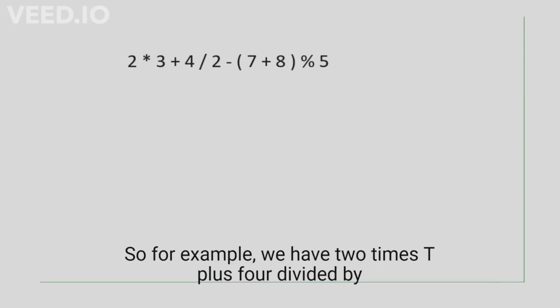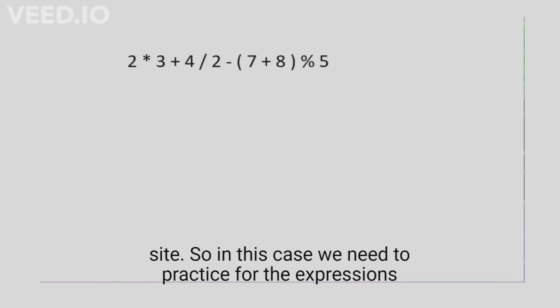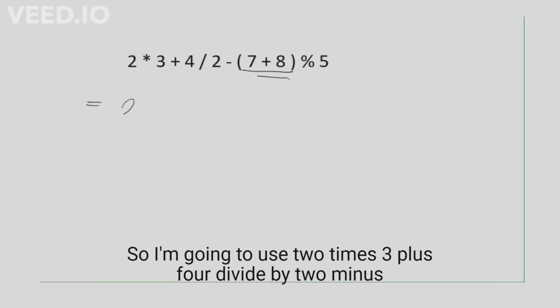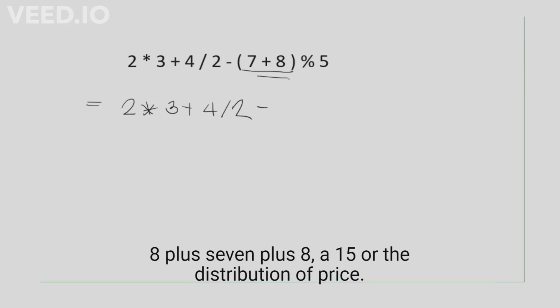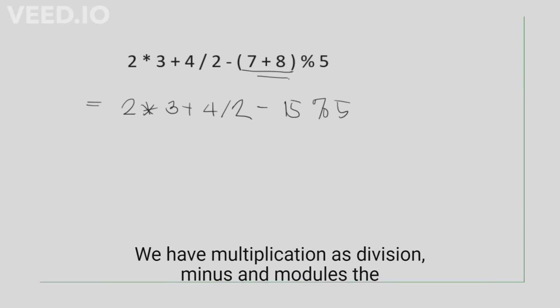Let's have another example. For example, we have 2 times 3 plus 4 divided by 2 minus parenthesis 7 plus 8, then modulo division of 5. In this case, we need to process first the expressions within the parentheses. So I'm going to use 2 times 3 plus 4 divided by 2 minus, and 7 plus 8 is 15, modulus division of 5. We process first the expressions inside the parentheses. Then we have multiplication, plus, division, minus and modulus division.